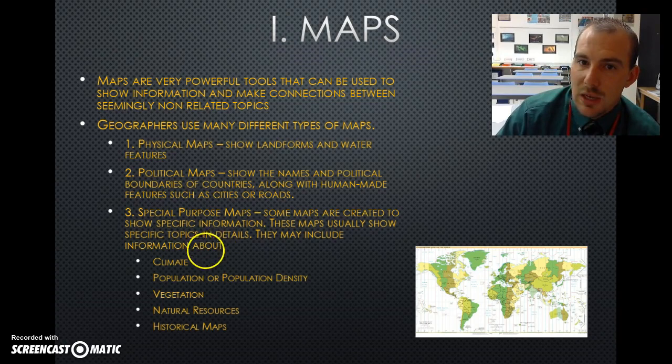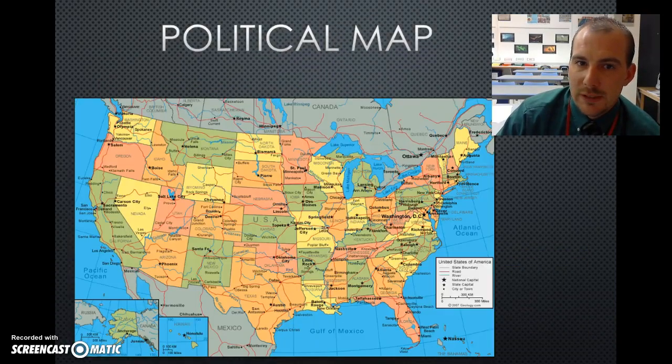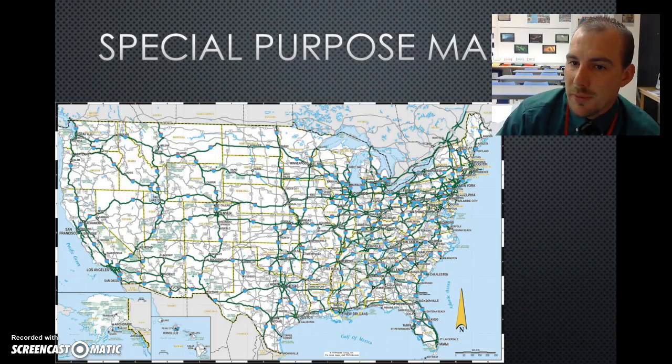Historical maps, and I'm going to show you a different one. This would be a special purpose map. This is a highway map of the United States. It's a special purpose map. It's not a physical map or a political map. It has a special purpose, and its special purpose is to show us the highways.